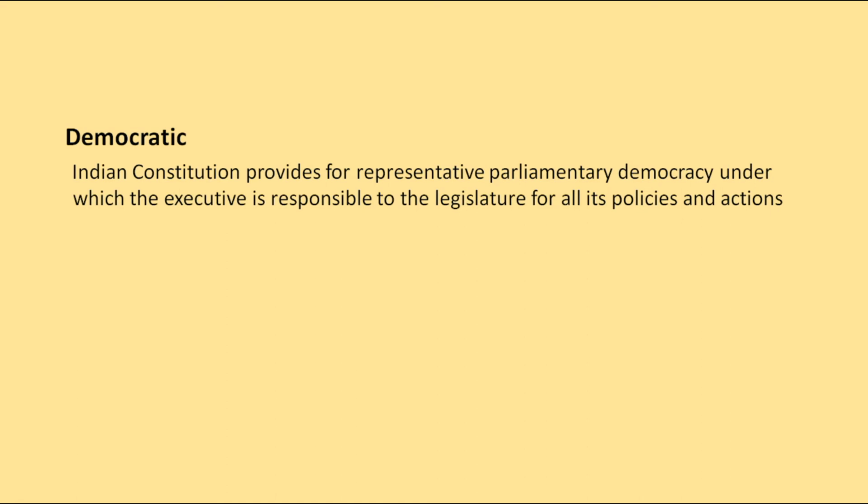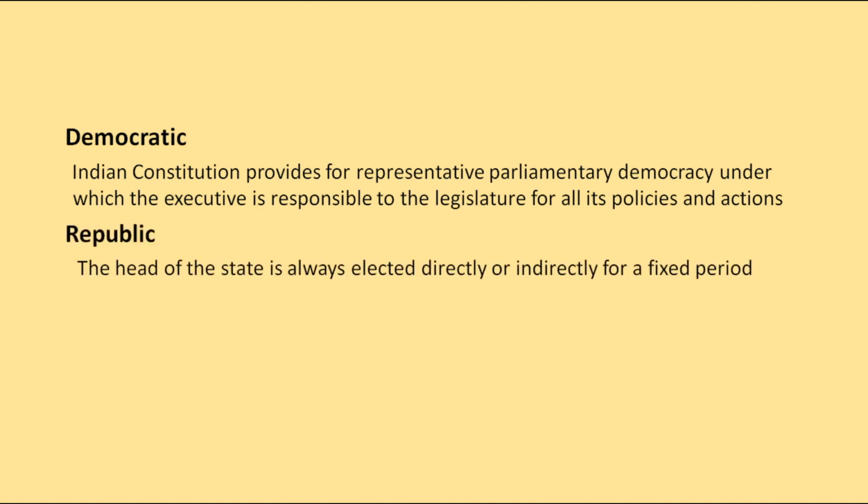We elect our representatives, for example the MLAs and MPs, and on behalf of us they form laws and exercise the actual power. Indirect democracy has two types: presidential and parliamentary democracy. Presidential democracy is followed in America, and parliamentary democracy is followed in India and the UK. So we follow a representative indirect parliamentary democracy.